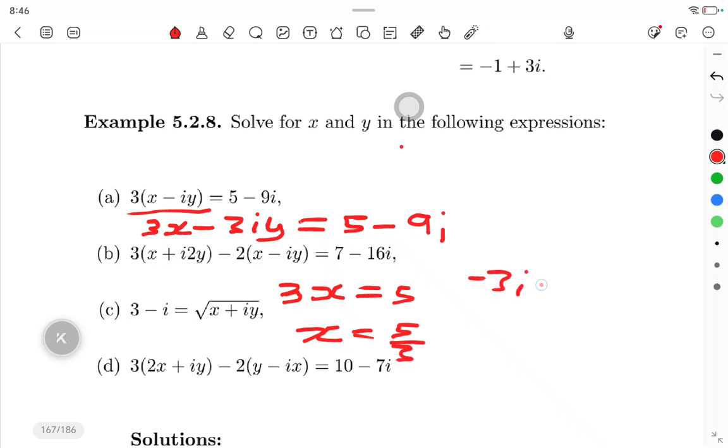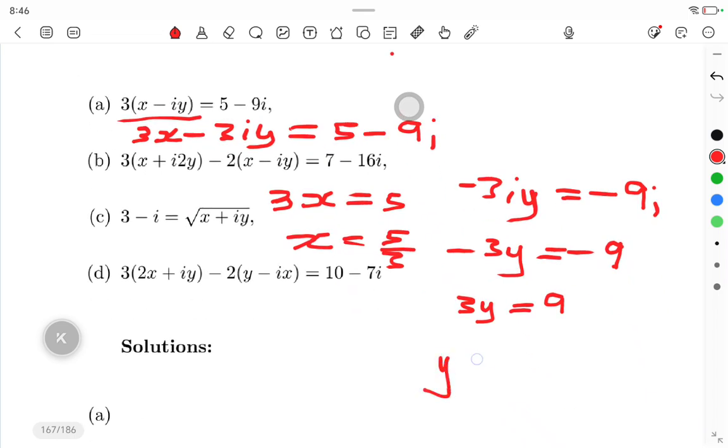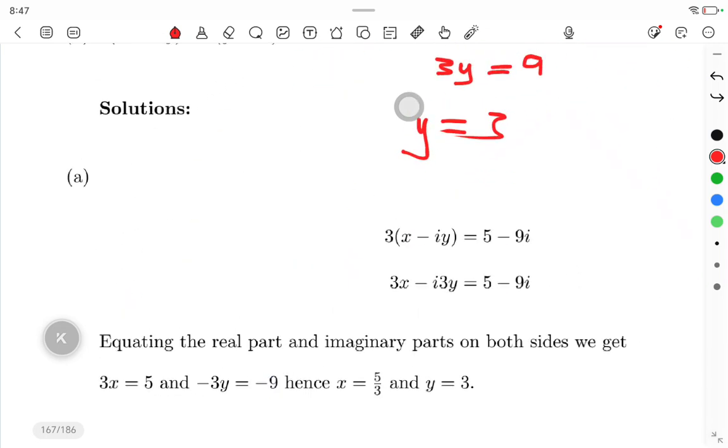After equating them like this, they start here to say that y is equal to 3 and x is equal to 5 over 3. I'm sure we see this, right? Now, again, we're going to do the same thing for b. We're going to express the left hand side in the form of a plus bi. We express the right hand side in the form of a plus bi.